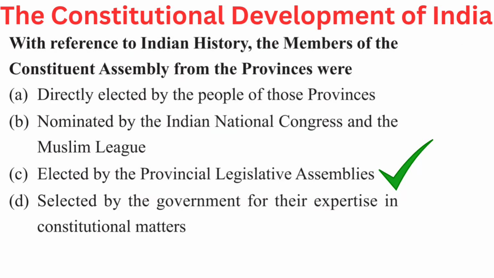Your question is, with reference to Indian history, the members of the Constituent Assembly from the provinces were. Your options are A. Directly elected by the people of those provinces, B. Nominated by the Indian National Congress and the Muslim League, C. Elected by the provincial legislative assemblies, or D. Selected by the government for their expertise in constitutional matters. Right answer is C. Elected by the provincial legislative assemblies.